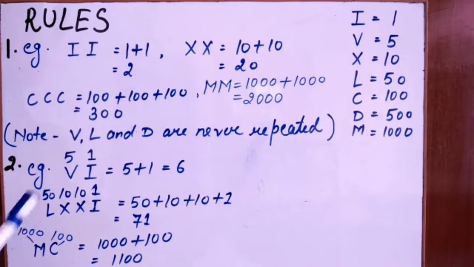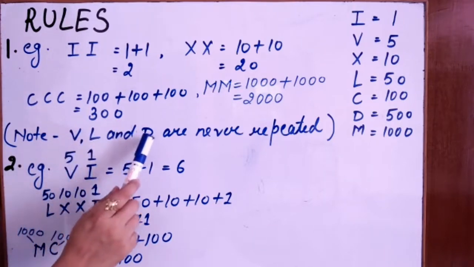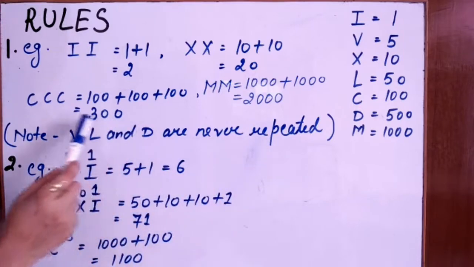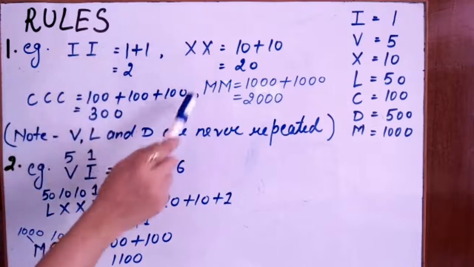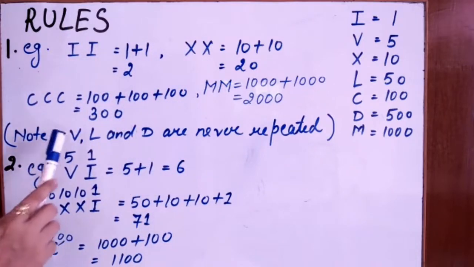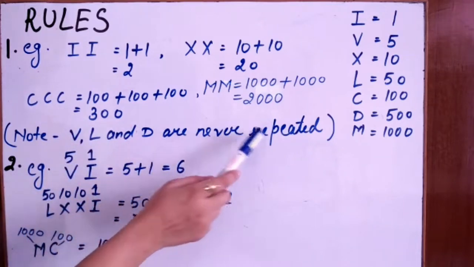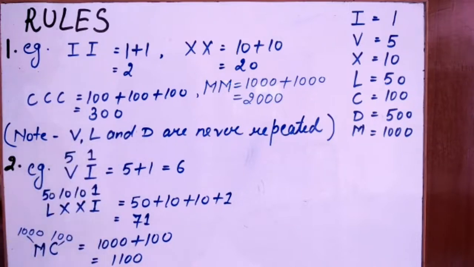And one note is there. What? V, L and D are never repeated. Means except these 3 letters we can repeat the remaining letters up to 3 times. And these 3 letters V, L and D are never repeated. It means we will write these letters only 1 time. Understood?